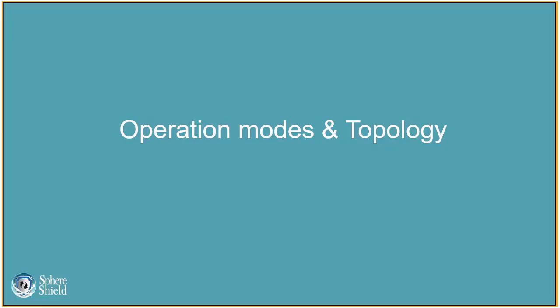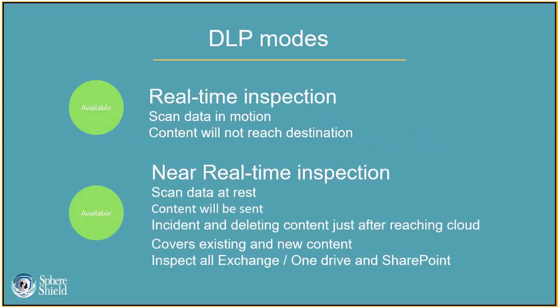Yeah. Okay. Let's review the topology. I'm sure I expect more questions. To understand the topology, I would like to start first by explaining two operation modes we offer for the two main capabilities, the DLP and the Ethical Wall. We've named them real-time and near real-time inspection, and they affect the topology, which you'll understand in just a minute.